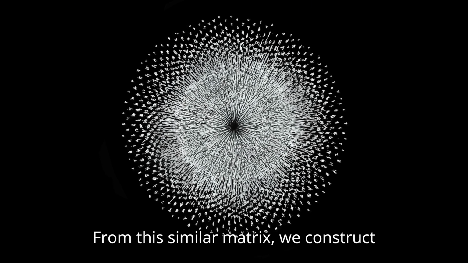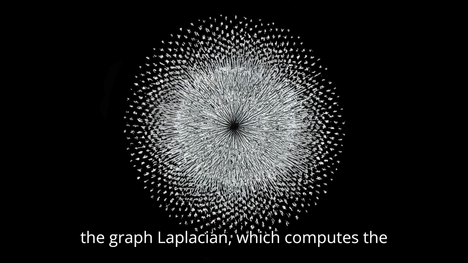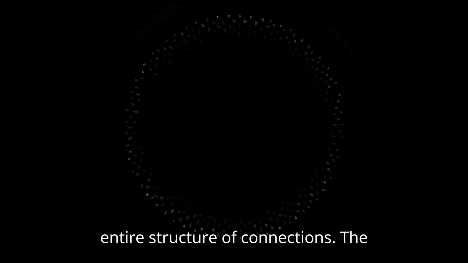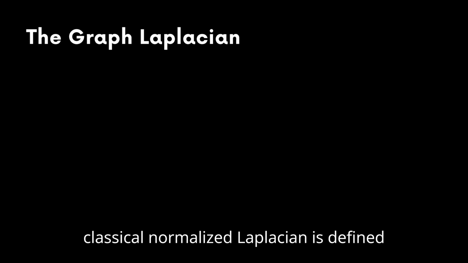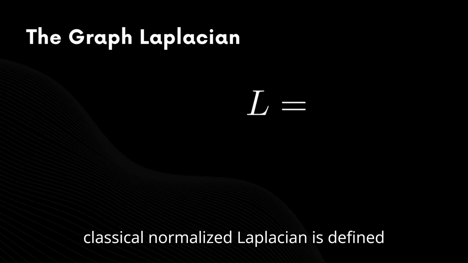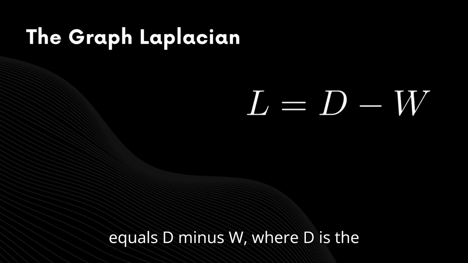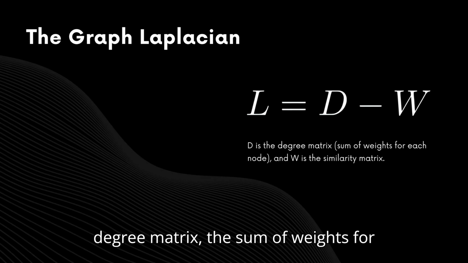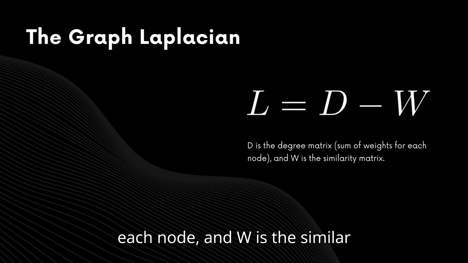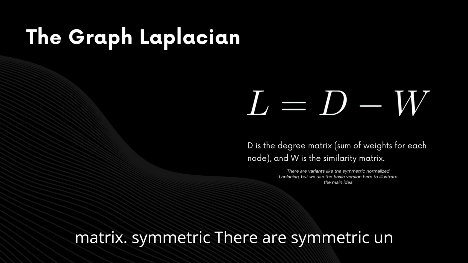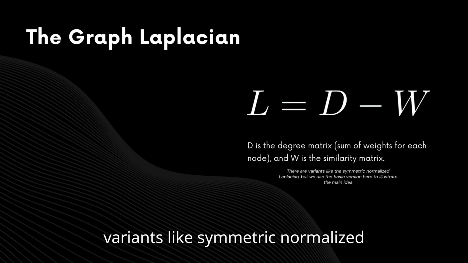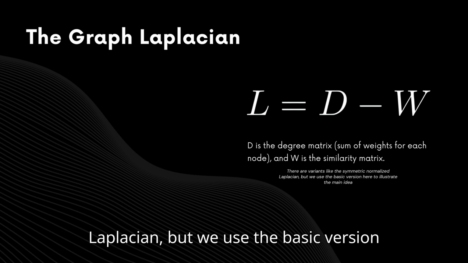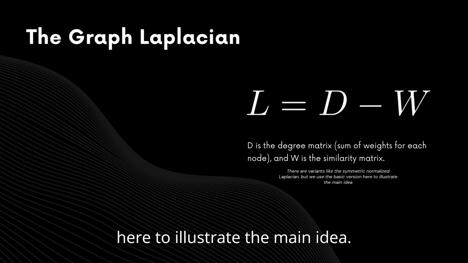From this similarity matrix, we construct the graph Laplacian, which captures the entire structure of connections. The classical Laplacian is defined as L equals D minus W, where D is the degree matrix, the sum of weights for each node, and W is the similarity matrix. There are variants like the symmetric normalized Laplacian, but we use the basic version here to illustrate the main idea.